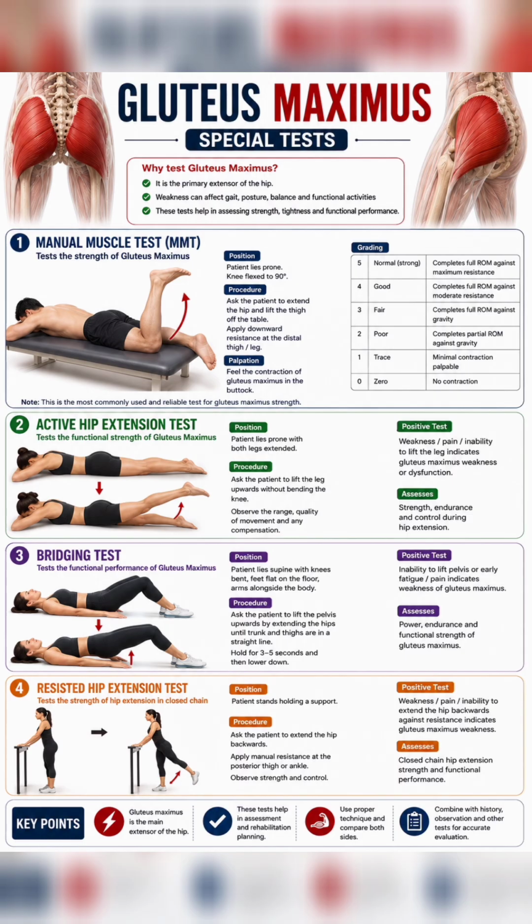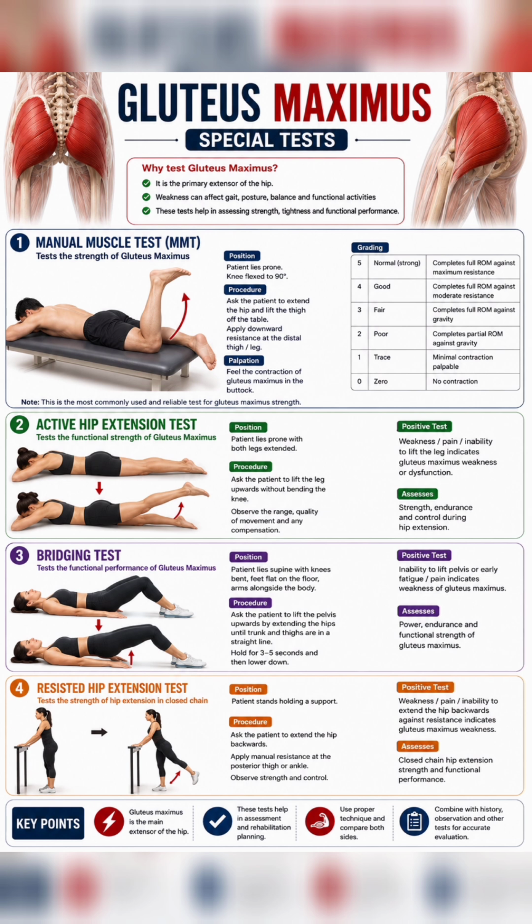Then the second one is active hip extension. Active hip extension is a test for the functional strength of this muscle. Position, again prone. Procedure: ask the patient to lift the leg upward without bending the knee. Then observe the quality of the movement and any compensation. Check if the test is positive: weakness, pain or any inability can be seen. If the test is negative, normally they can lift the leg.